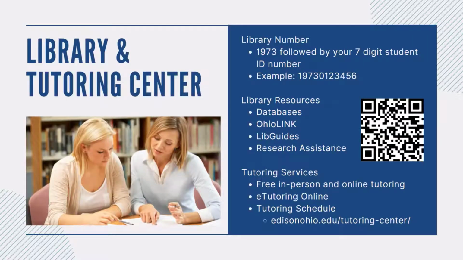The Edison State Library houses an elaborate array of academic resources and services and a highly knowledgeable and helpful staff that is always ready to assist you. All students have a library number which will give you access to our databases from off campus, as well as to request books from Ohio Link. Your library number is 1973 followed by your 7-digit student ID number. Make sure you include the 0. An example would be 1973 1 2 3 4 5 6.